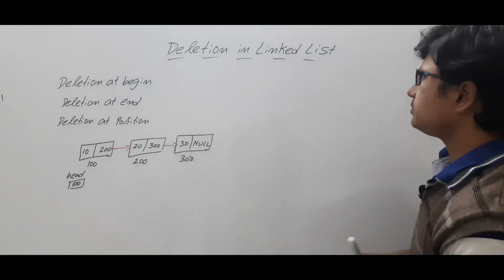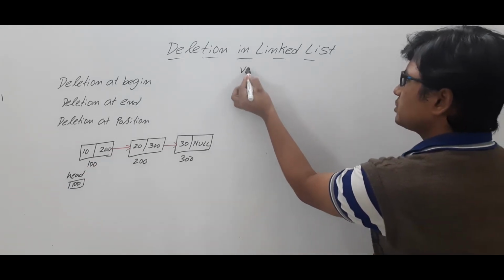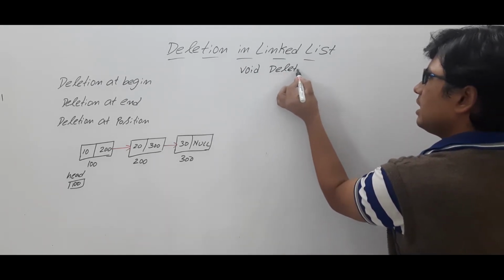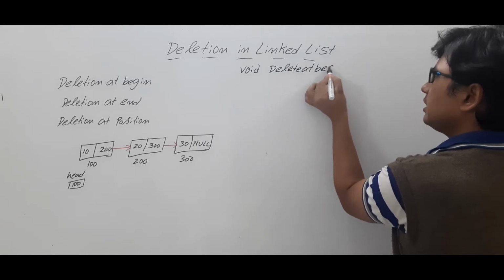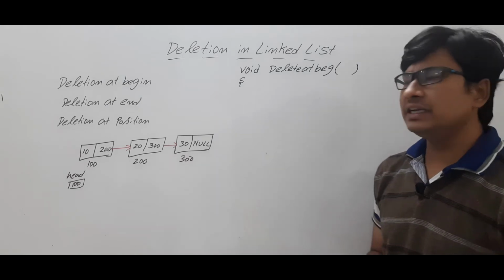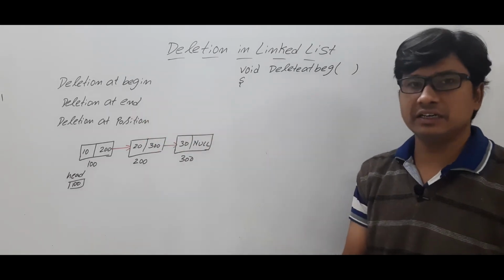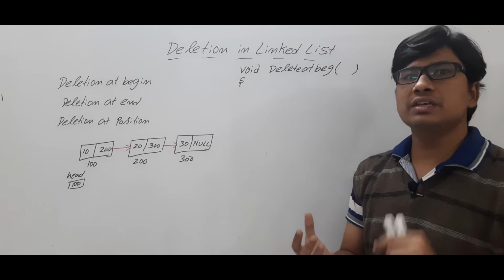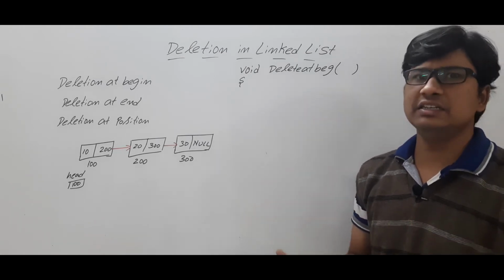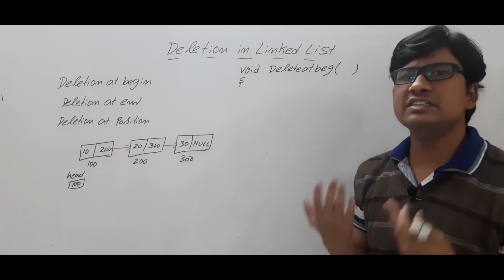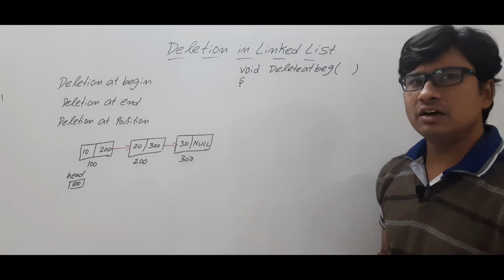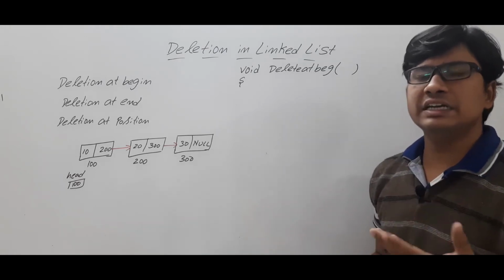Is it clear? Now let me write a user defined function called delete at beginning. Now scenario 1: if you want to delete at the beginning, first you need to check whether nodes are there in the linked list or not. If there are no nodes, we can say that the linked list is empty. If the linked list is empty, how can we delete the first node? That is not possible.